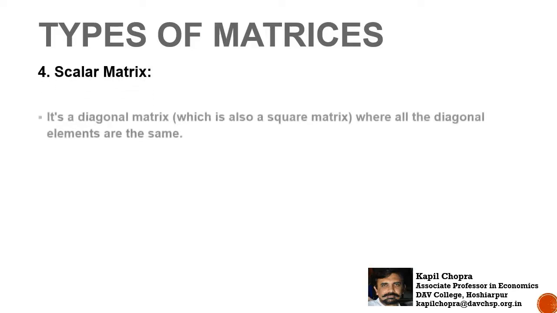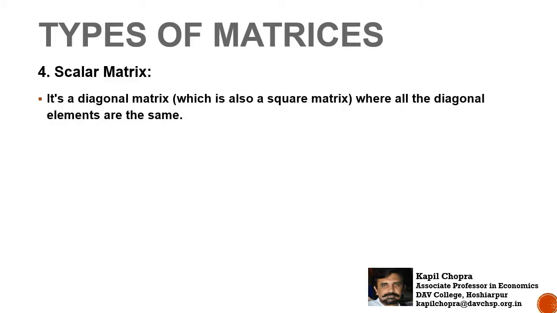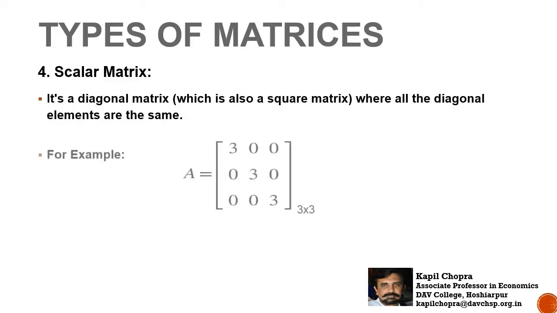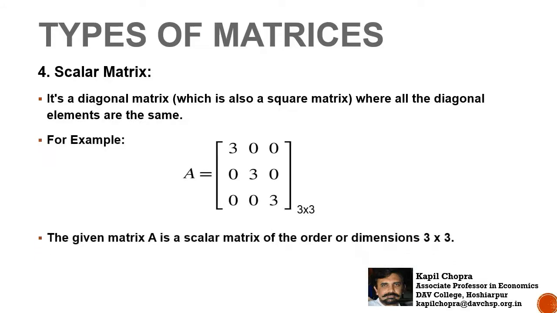Scalar matrix. It is a diagonal matrix which is also a square matrix where all the diagonal elements are same. For example, the given matrix A is a scalar matrix of the order or dimensions 3 by 3. We can see that all the diagonal elements are same. Here Aij is same for i is equal to j and Aij is equal to 0 for i not equal to j.